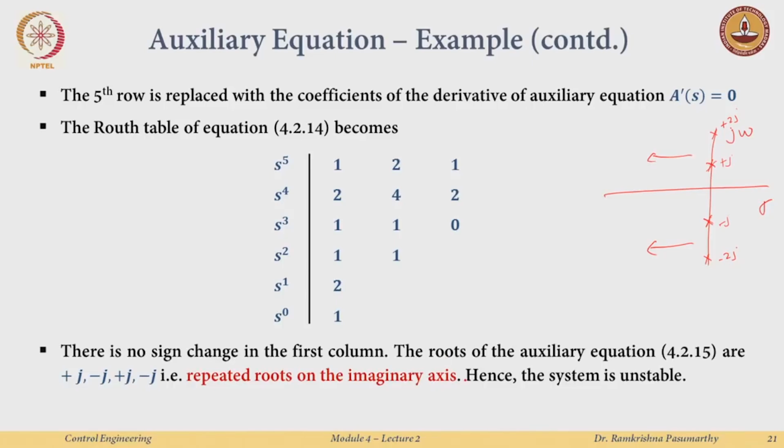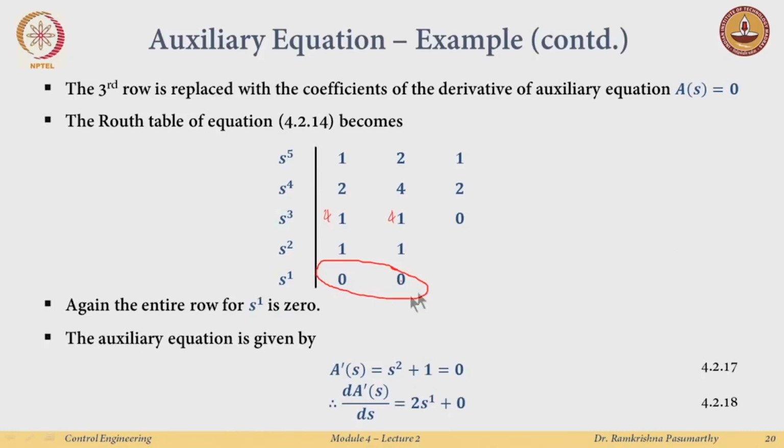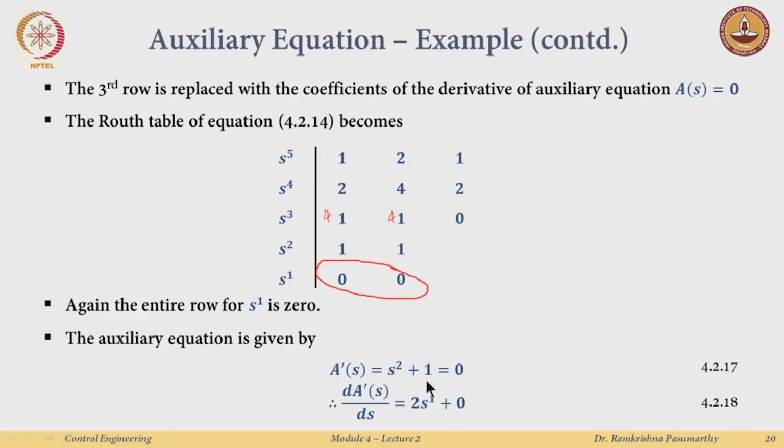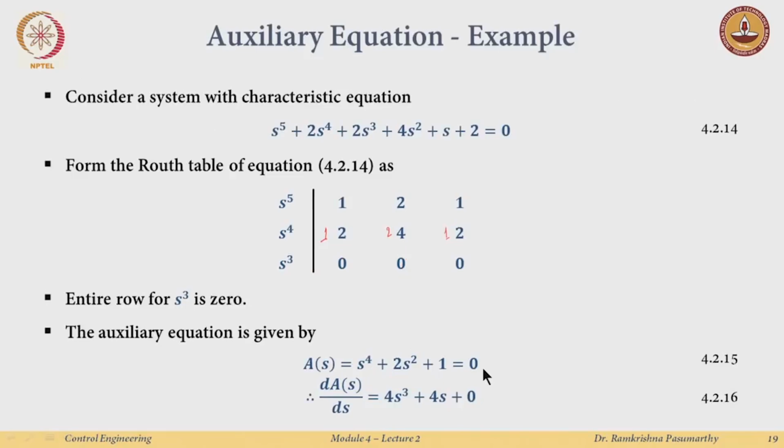Now, where are these? I know that there are now 4 roots on the imaginary axis, 2 coming because of this row and 2 more coming because of this row. So, let me calculate the roots. s square plus 1 equal to 0 would give me roots as plus minus j, and then further here, if I calculate the roots, that will just give me another plus minus j.